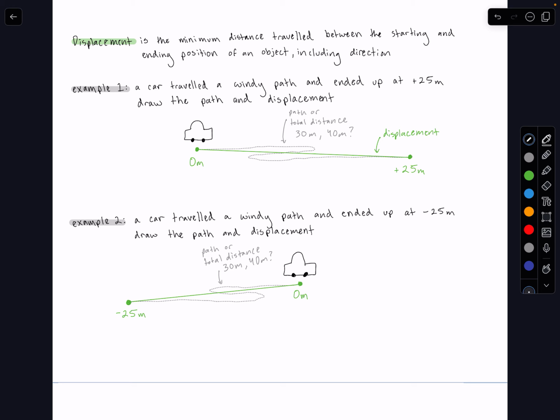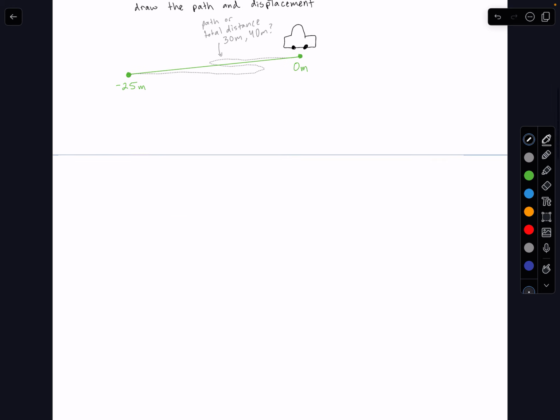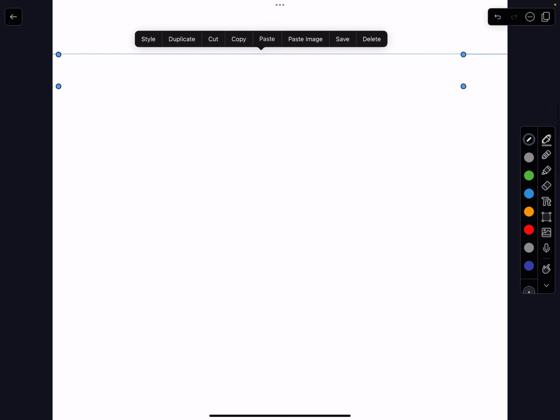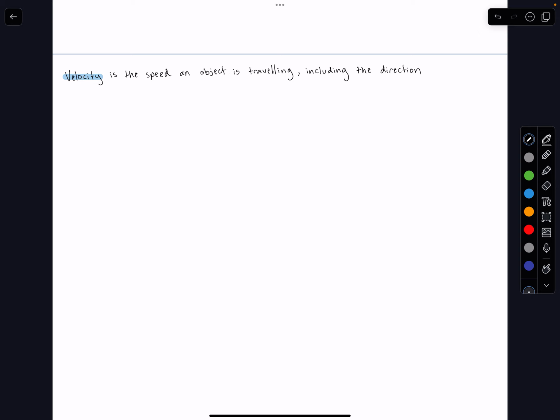Hoping that makes sense, let's move on to velocity. So let me move on to the next page. So let's start with the definition of velocity. So the velocity is the speed an object is traveling, including the direction. So you could have a car that could head north, east, west, right, left, up, down, etc., and the speed.